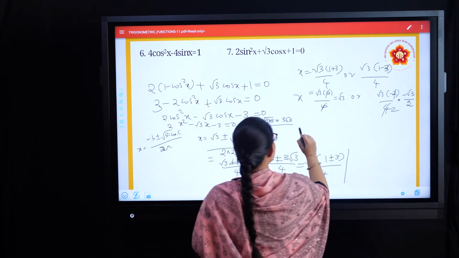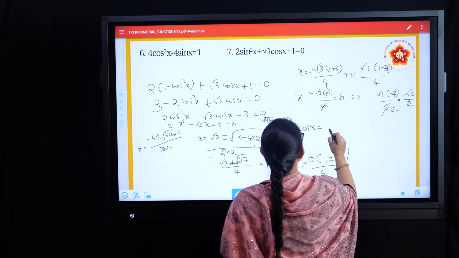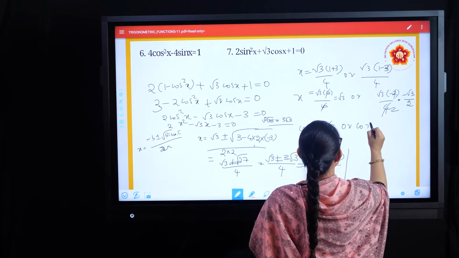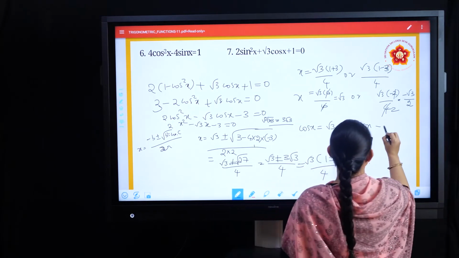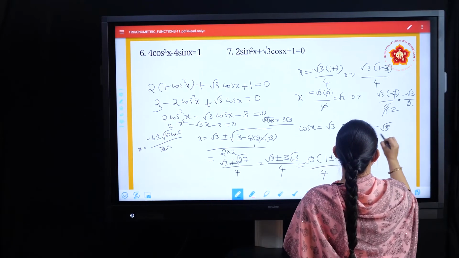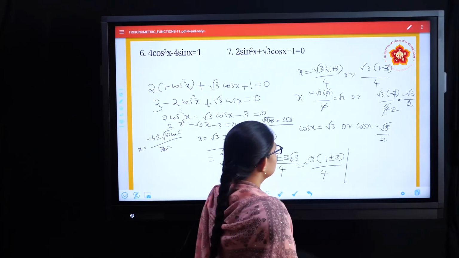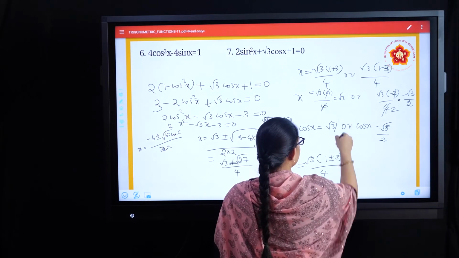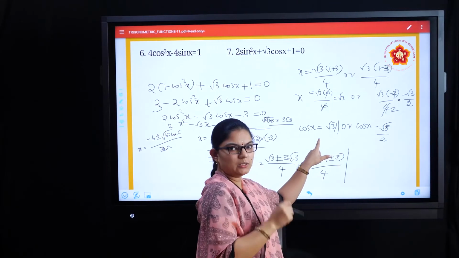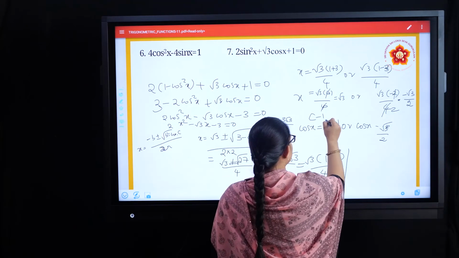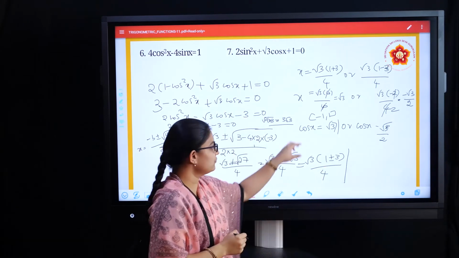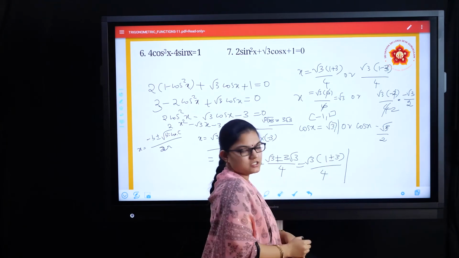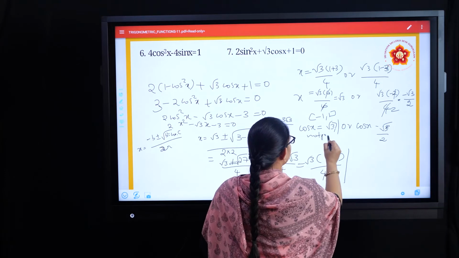So therefore we have cos x is equal to either root 3 or cos x is equal to minus root 3 by 2. Here we can see root 3 is more than 1, right? But the range for cos is the closed interval minus 1 comma 1. Therefore root 3 does not belong to this range, so this is not possible.